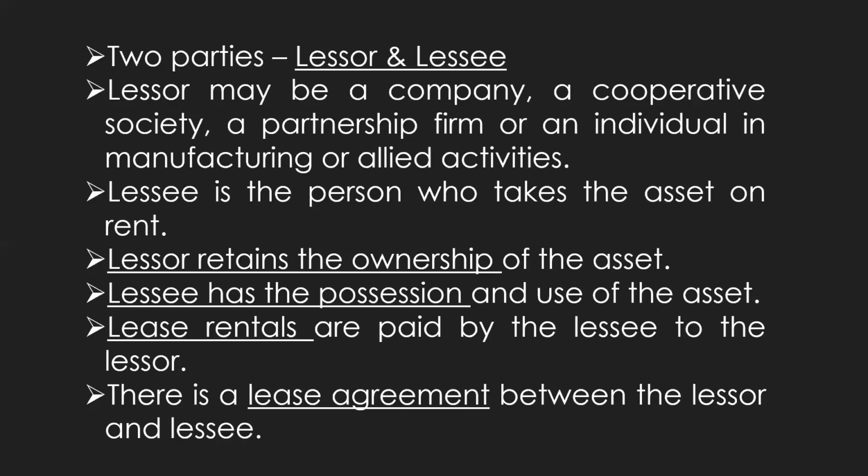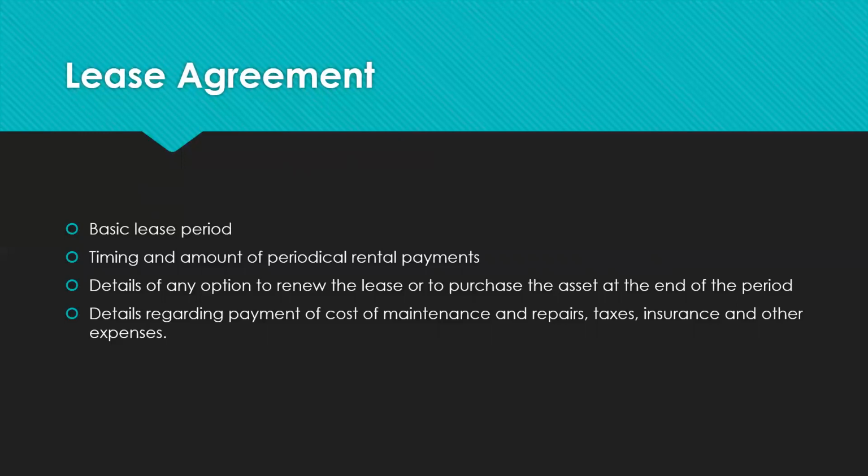Now, there's a lease agreement between the lessor and lessee once they have agreed to enter into a business transaction. So, there's something called the lease agreement. And once the lease agreement is signed, the contract is sealed. So, let's see what are the contents of the lease agreement. The lease agreement will specify the basic lease period during which the asset will be allowed to be used by the lessee.